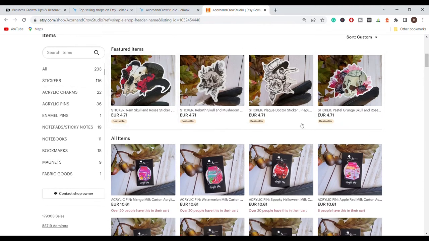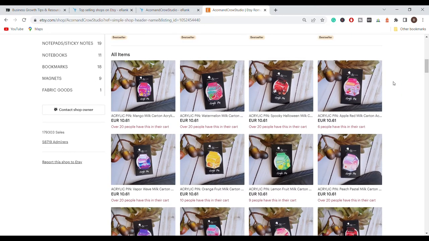They have also featured 4 of their stickers, all of which are best sellers, and you can already get a feeling of their sticker style. You can see that they mainly focus on gothic stickers. They have some skulls, and then they have some flowers, maybe some roses that are colored. So that is a type of sticker that usually sells very well on Etsy for several stores.